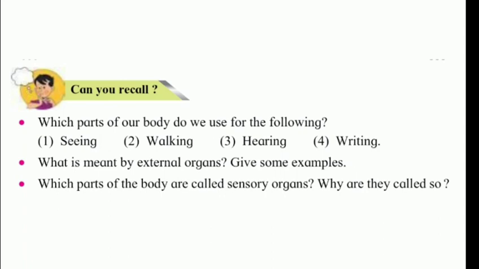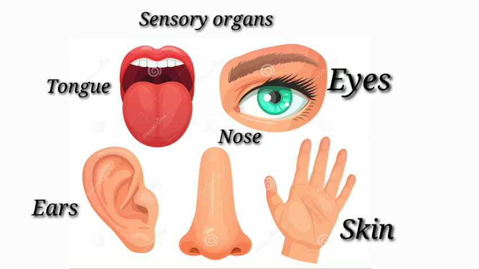Which body parts of the body are called sensory organs? Why are they called so? See, eyes, nose, ears, tongue and skin are called sensory organs. With the help of these organs, we are aware of our surroundings. Therefore, they are called sensory organs. See students, the organs that make us aware of the situation around us are called sensory organs. See, eyes, ears, nose, tongue and skin are our sensory organs.